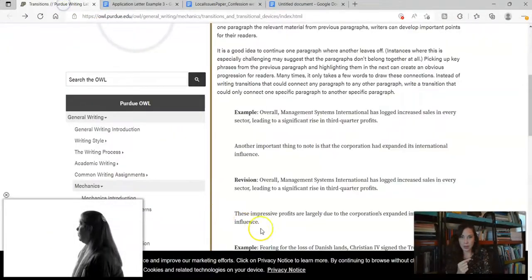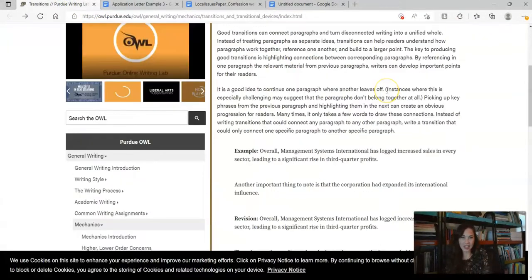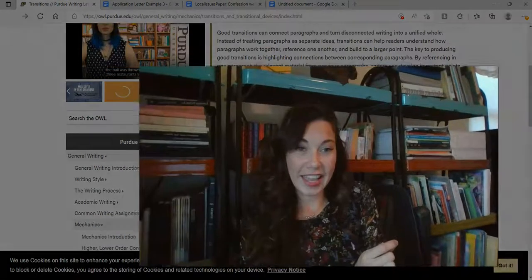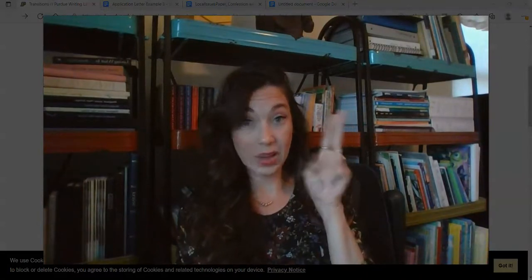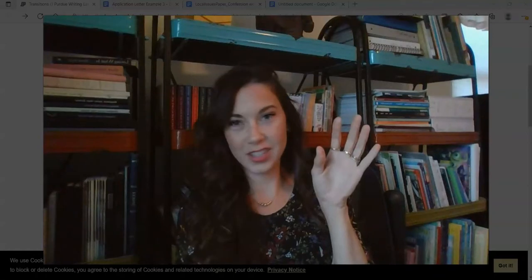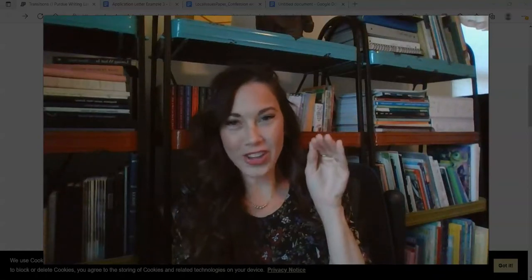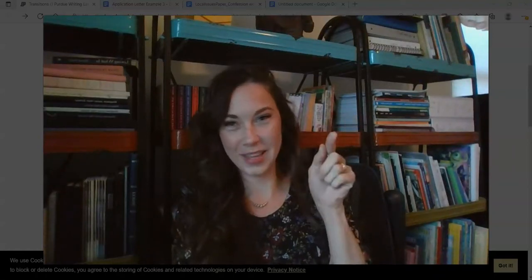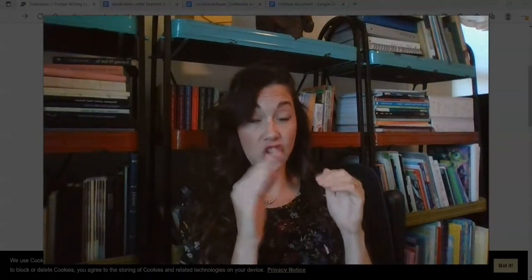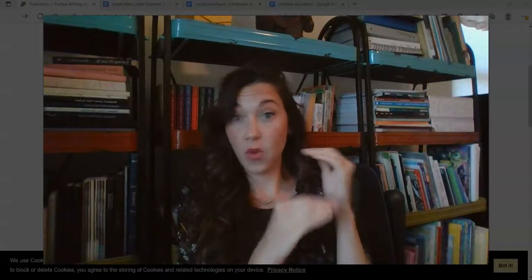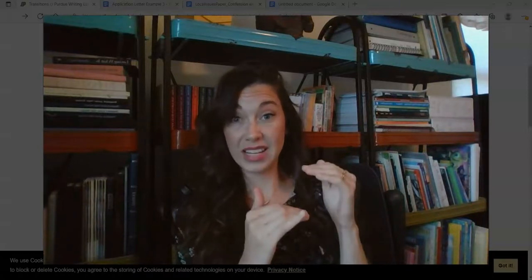So you'll see what Purdue says. Where this is challenging may suggest that the paragraphs don't belong together at all. So if you're having trouble writing a transition, ask yourself, do these ideas go together? If I can't find the connection, trust me, if you're the author and you can't find the connection, the audience isn't going to make the connection on their own. Okay. So what you want to do is maybe change the order of your paragraphs, change up the organization.